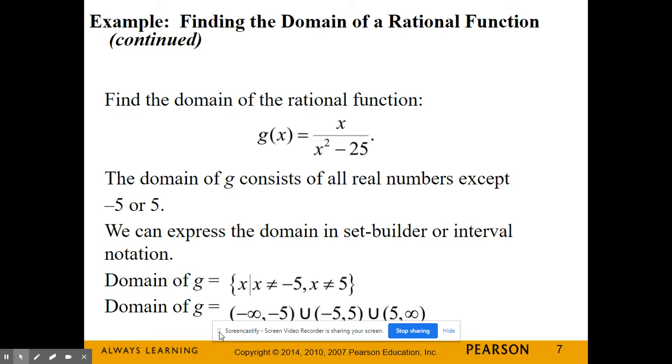Set builder notation would, again, brackets x line, and then x can't equal negative 5 and x can't equal 5. Interval notation, now you've got 3 separate intervals because you've got breaks at negative 5 and 5, right?